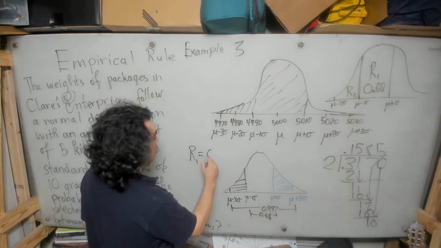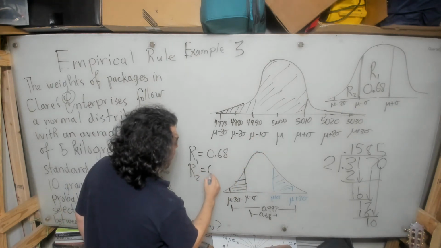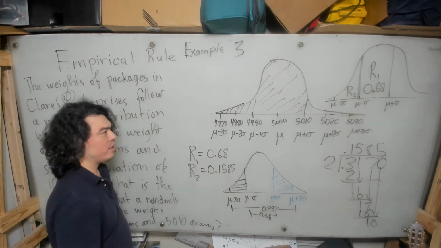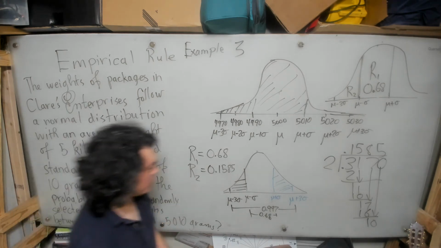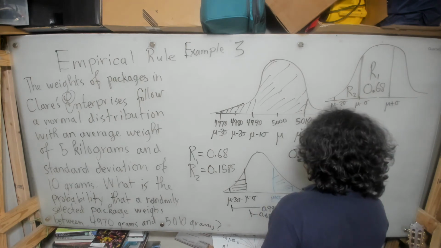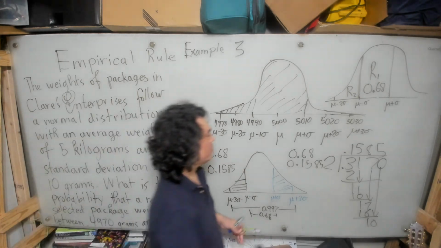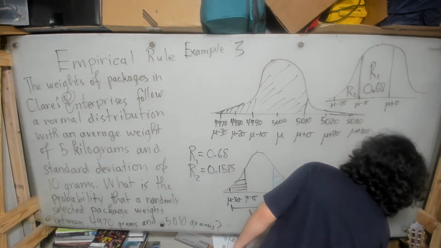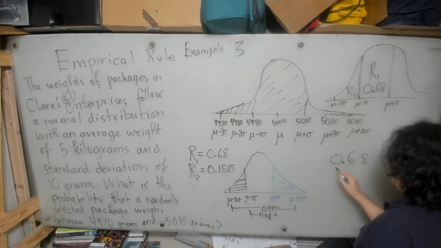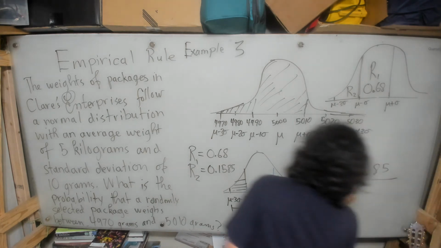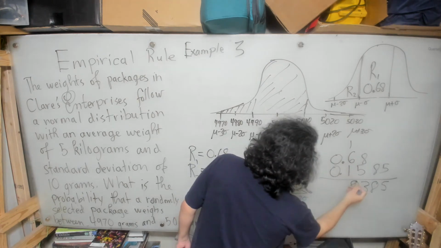So region 1 is equal to 0.68. Region 2, which is the part from mu minus 3 sigma to mu minus sigma, that is 0.1585. And when I add those together, I'll get the area from mu minus 3 sigma to mu plus sigma. Okay, so let's add those together. Of course, you guys have a calculator, so you can easily do this. So 0 plus 5 is 5. 0 plus 8 is 8. 8 plus 5 is 13. 1 plus 6 is 7. Plus 1 is 8. And then I bring down my decimal point.